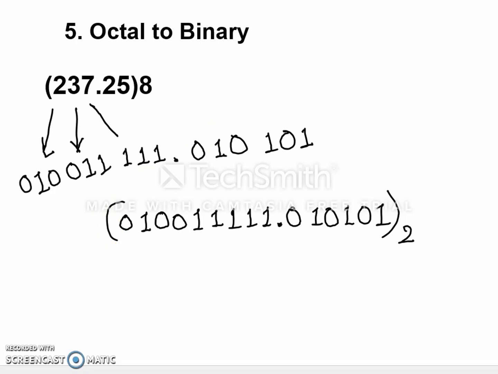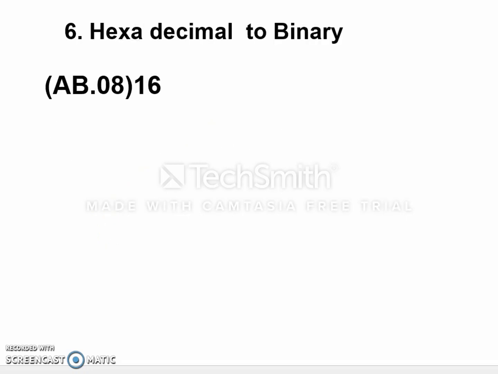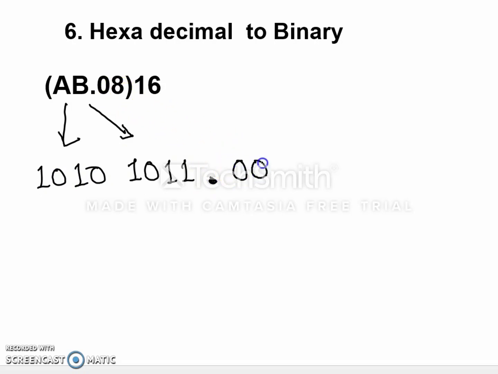Now we will learn how to convert a hexadecimal number into binary. The given number will be in hexadecimal format and we need to convert that into binary. So for each hexadecimal digit we need to write the equivalent binary number. We'll start with the integer part. What is the binary equivalent of B? 1 0 1 1. What is the binary equivalent of A? 1 0 1 0. The dot stays as it is. What is the binary equivalent of 0? 0 0 0 0. And the binary equivalent of 8? 1 0 0 0.